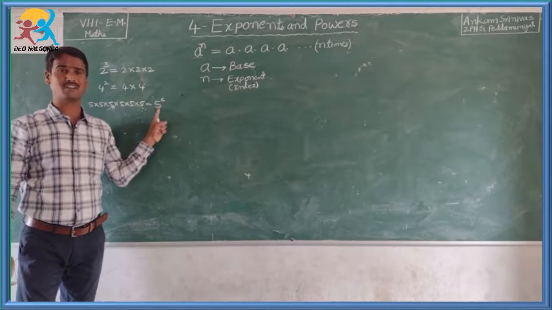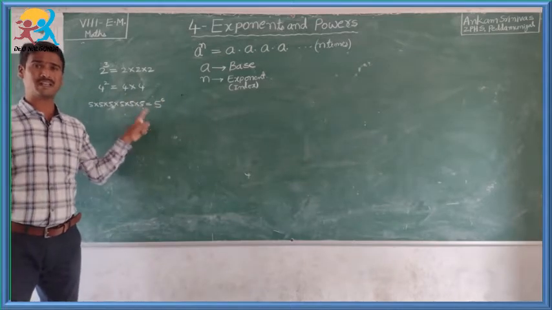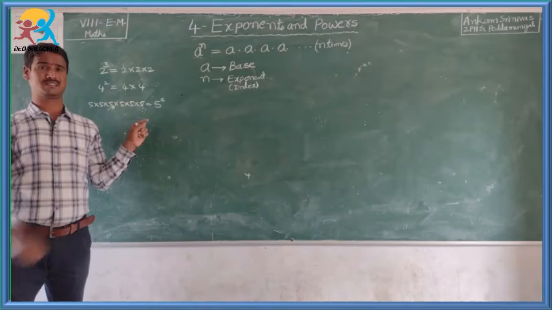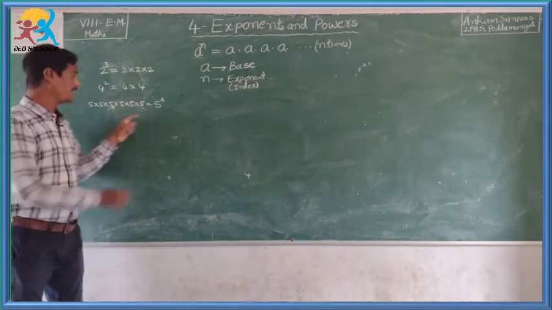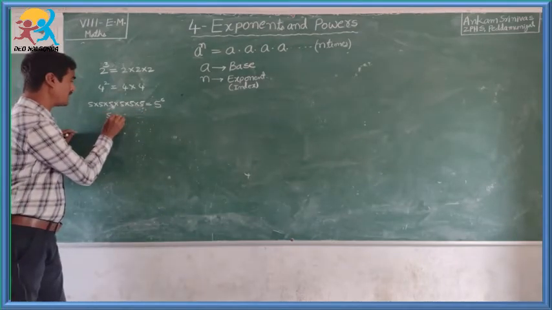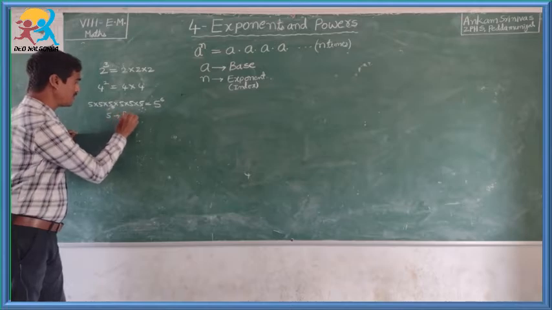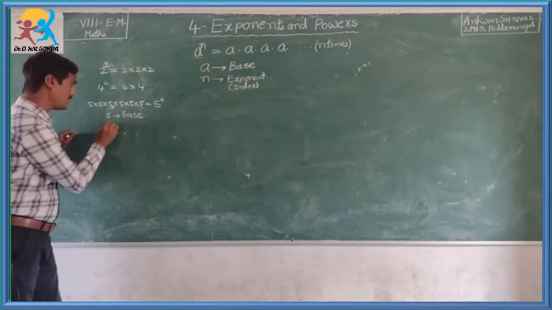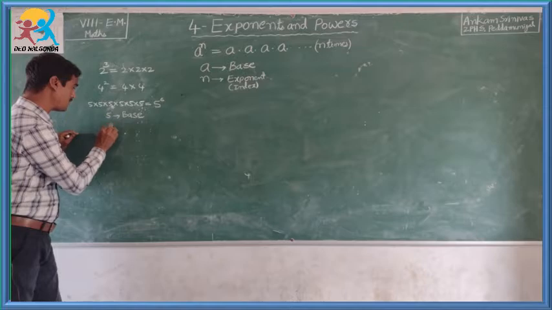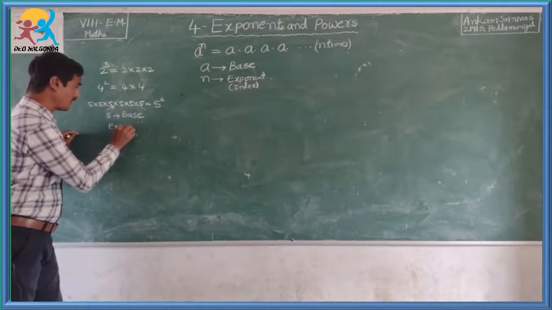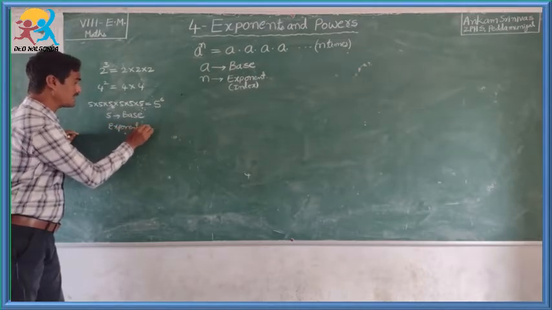Dear children, now see 5 to the power of 6. What is the meaning of 5 to the power of 6? 5 multiplied by itself 6 times. So here 5 is the base. What is the base? 5 is the base. And what is the exponent? Exponent is 6.